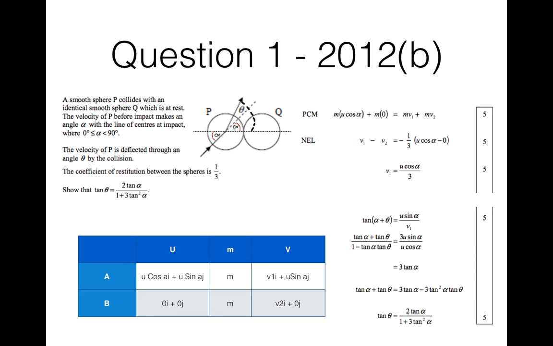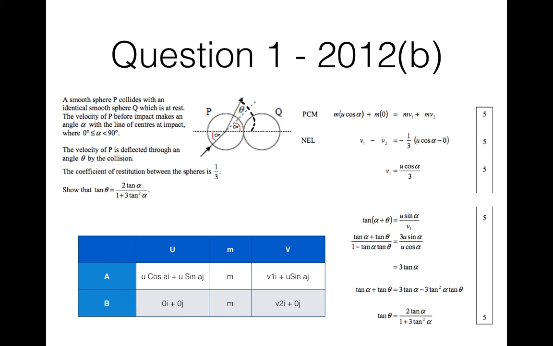The second line, what they do is they go to the log tables and say the tan of alpha plus theta can be expanded to tan alpha plus tan theta all over 1 minus tan alpha times tan theta. And then likewise, the right hand side has been simplified. Instead of v1, they put in u cos alpha over 3, flip the fraction upside down and multiply by it. And what you end up with there is tan alpha plus tan theta is equal to 3 tan alpha minus 3 tan squared alpha times tan theta.